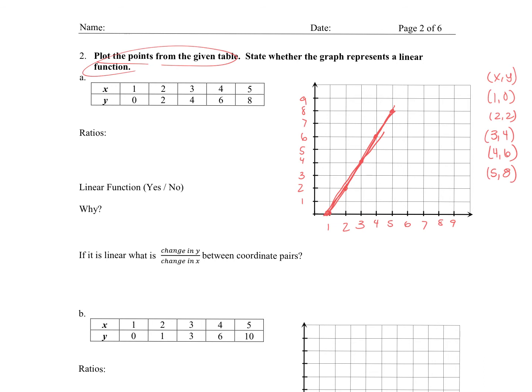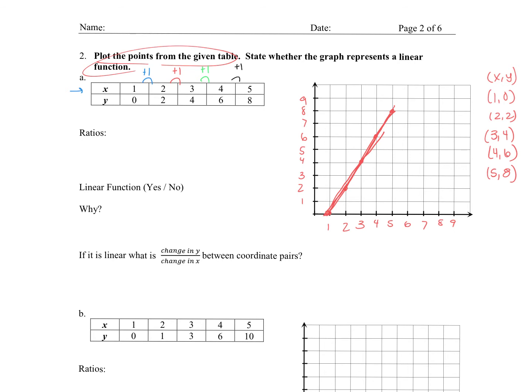So my next step is to find the change in x. I have to see what's happening here. My first one went from 1 to 2, so there I noticed that I added 1. Then I went from 2 to 3. Once again, I added 1. Then 3 to 4, I added 1. Then 4 to 5, I added 1. So I did step 1, which is to find your change in x.